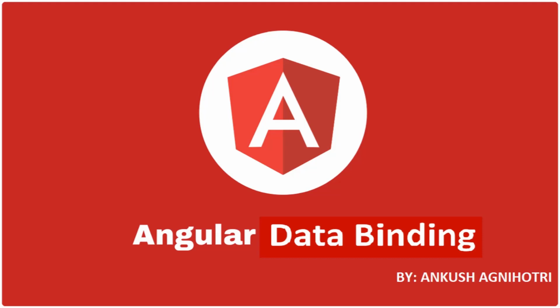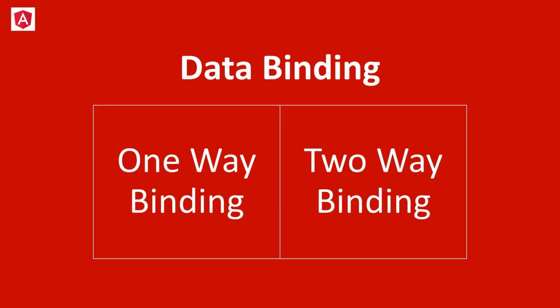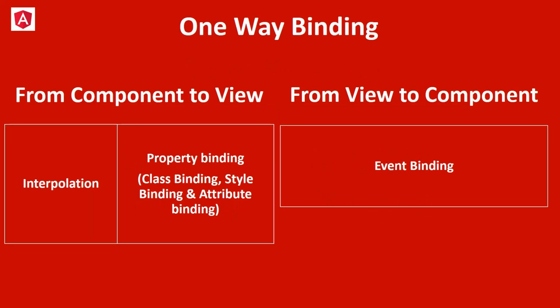So in Angular, data binding is broadly classified into two groups. One is one-way binding and the other is two-way binding. In one-way binding, the data flows only in a single direction, either from the component to the view or from the view to the component. If we talk about the component to the view, it is classified into two categories. One is interpolation and second is property binding, which is further divided into three categories: class binding, style binding and attribute binding. And on the other side, when we talk about the view to the component, it is classified as event binding. So let's start with interpolation.